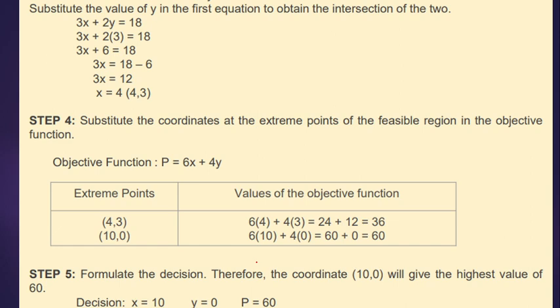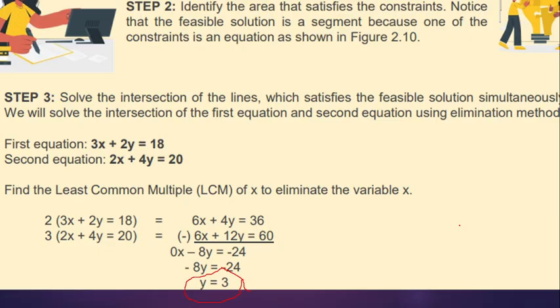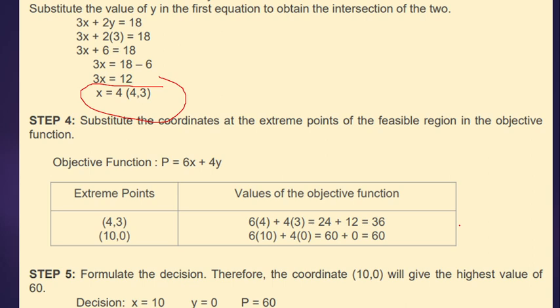Okay? So yun, to get the x value naman, okay, use the elimination. So 4 and 3, di ba? So the extreme point of the feasible segment is 10 and 0 and 4 and 3. Okay, 4 and 3. Yan. So, yun. Copy the extreme point or the corner point. So, 4 and 3 and 10 and 0. Okay.